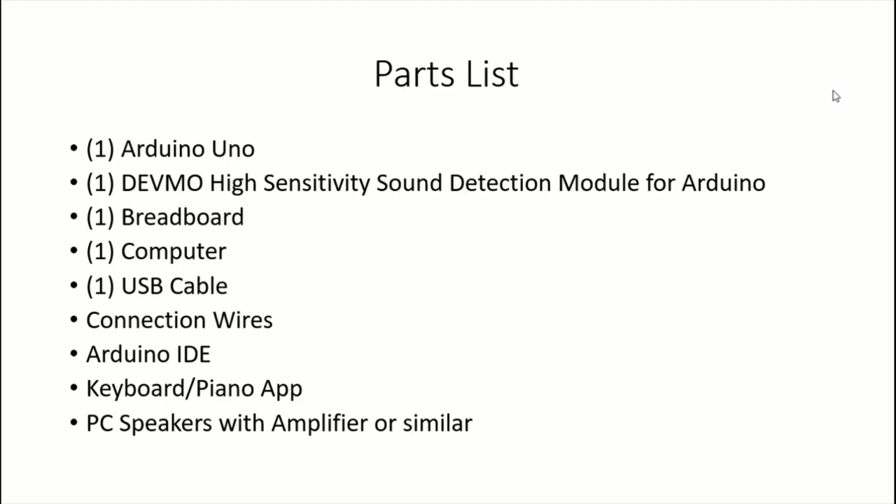All right, so let's say you want to build this project. Here are the parts that you will need in order to build the exact same one that I built, or you'll need similar items if you are skilled enough to figure out what would be similar. You'll need an Arduino Uno, a Devmo high sensitivity sound detection module for Arduino, a breadboard, computer, USB cable, connection wires, and the Arduino IDE. You're going to need some sort of keyboard or keyboard app or piano app. Also, if you are not using a keyboard, you may need some PC speakers in order to play the signal into the microphone, and those PC speakers should have an amplifier in them. Again, if you have an actual keyboard or piano, the sound coming from those may be sufficient for the detection module to pick up.